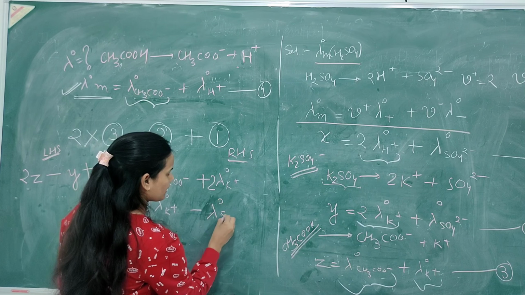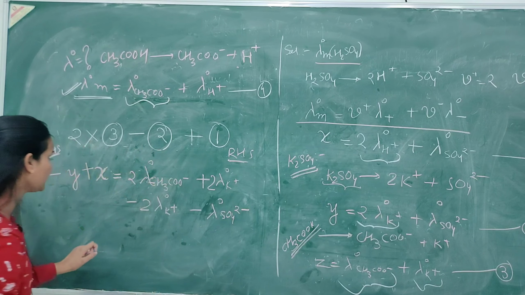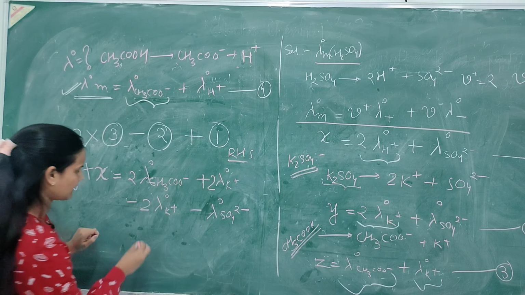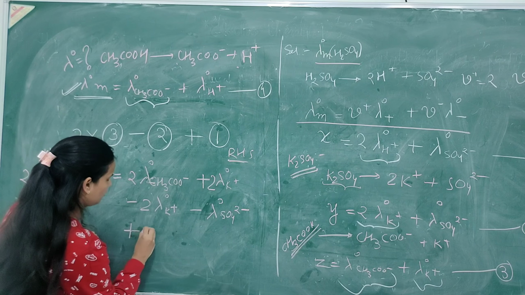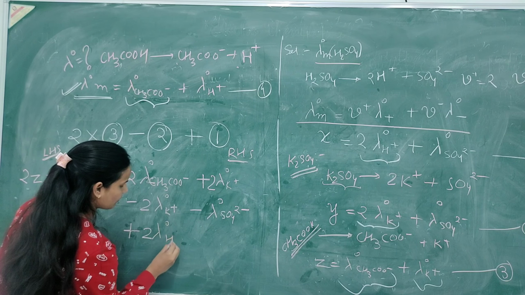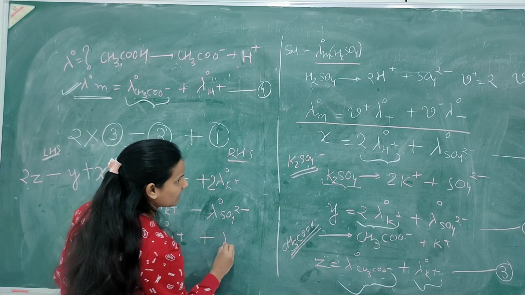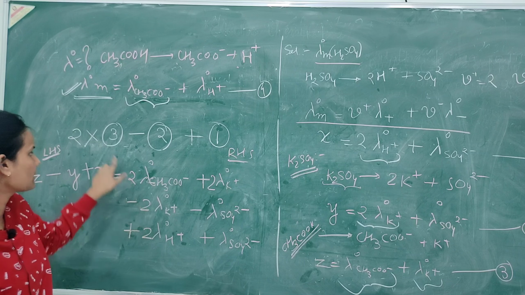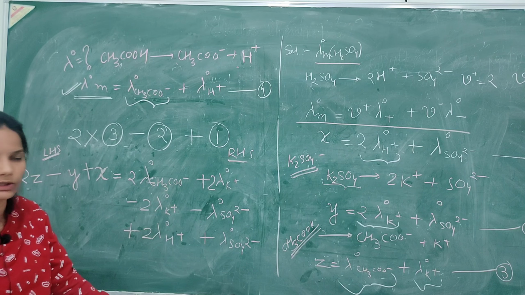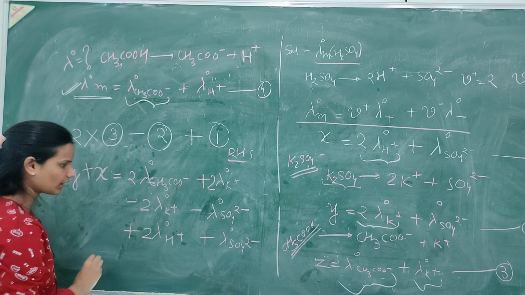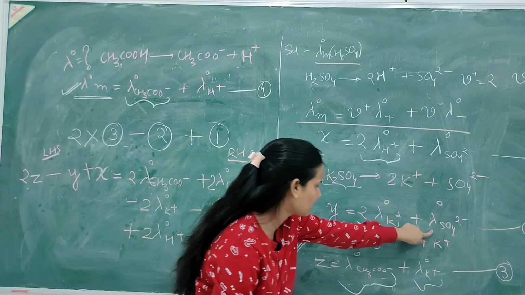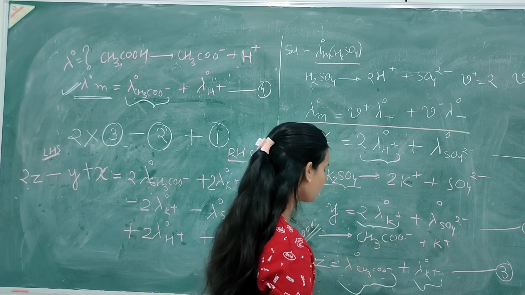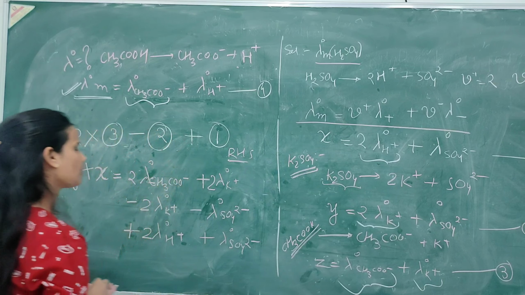Minus lambda naught of SO4 2 negative. Okay, is this fine? Now plus equation 1. Plus equation 1 means plus x, already did, plus that side, plus 2 of lambda naught H positive plus lambda naught SO4 2 negative. I have simply made all these equations in this way, so I can cut all these values and only get my last result. I have to cancel this sulfate and another sulfate, this sulfate and this sulfate, all I have to cut. So simply I have made an equation of that type.